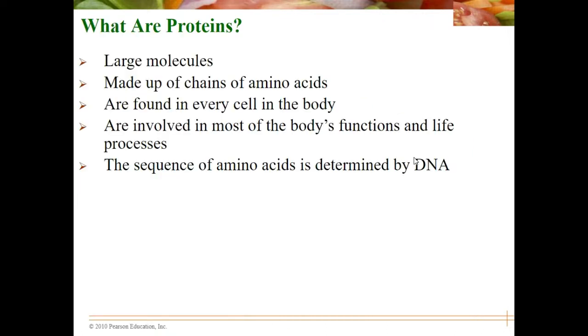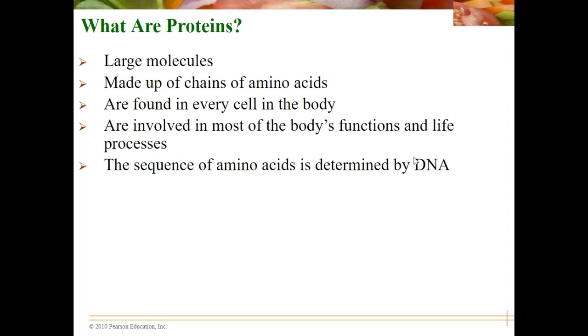So what are proteins? They are large molecules. That's why they are called macronutrients, and they are made up of chains of amino acids. They are found in every cell in the body, and they are involved in most of the body's functions and life processes. So the sequence of amino acids is determined by the DNA. So how are the proteins made in the body?